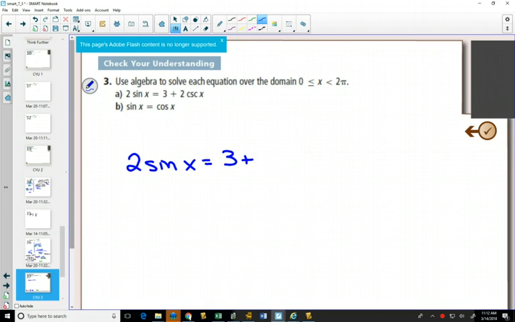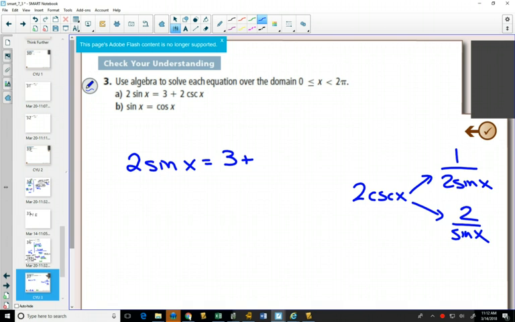Now, I haven't written it yet because I want you to think, how would you change that 2 cosecant x if you had to change the cosecant to 1 over sine? Because this is the dilemma you're going to have when you come across this question in the test. Should I change 2 cosecant x to 1 over 2 sine x, or should I change 2 cosecant x to 2 over sine x? What should I do with that 2?